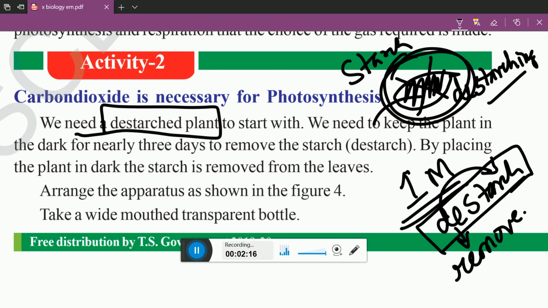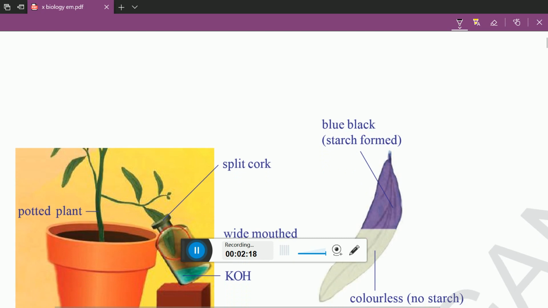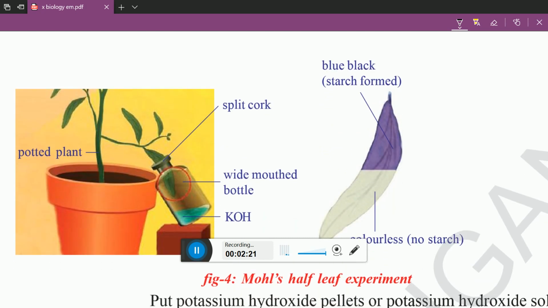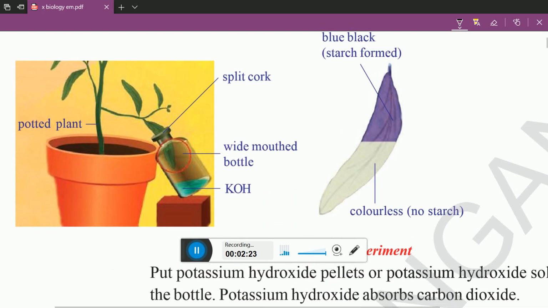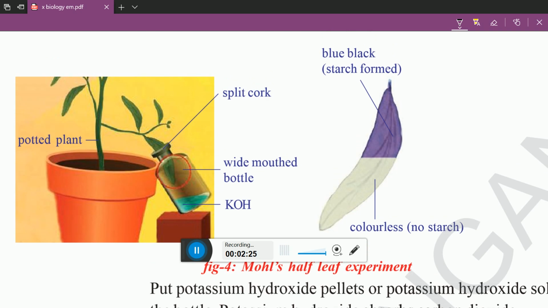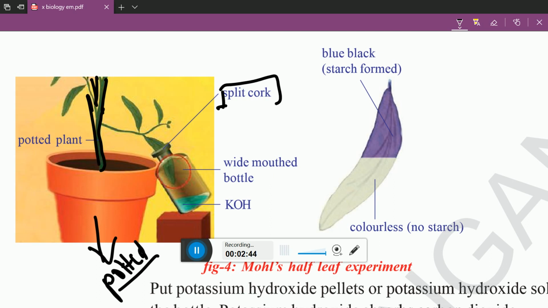Now we will discuss the experiment. Here we have Moll's half-leaf experiment. What apparatus is needed here? First, a potted plant. You can see the potted plant here; we need one plant present in a pot. We need a split cork and a wide mouthed transparent bottle.